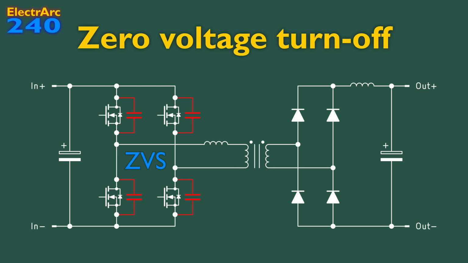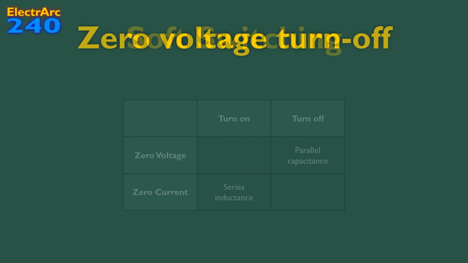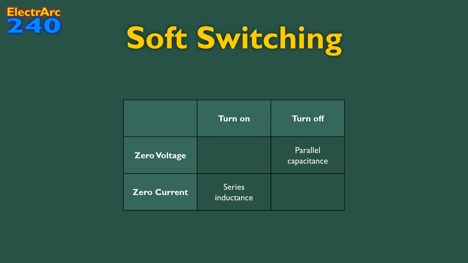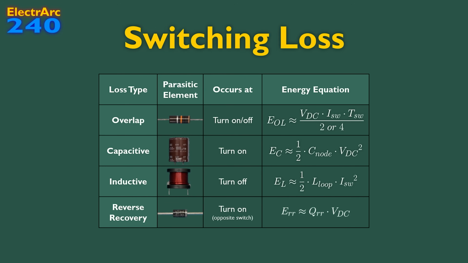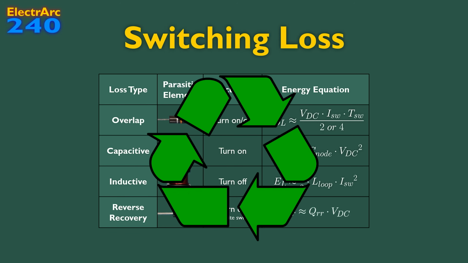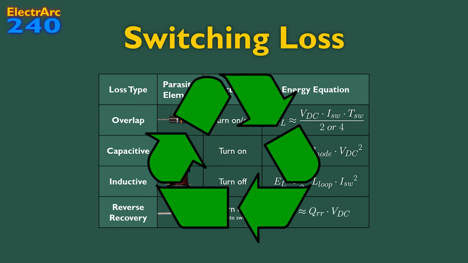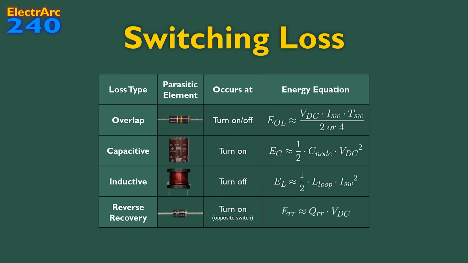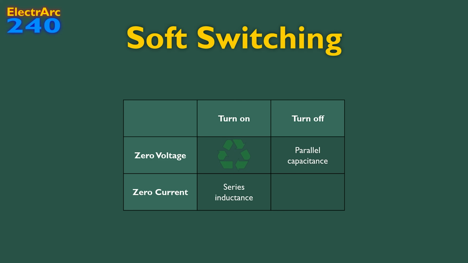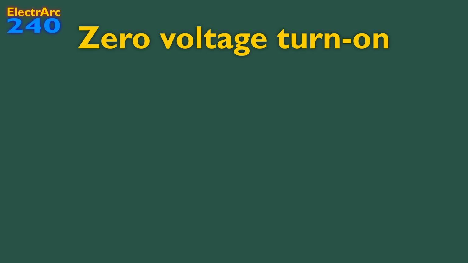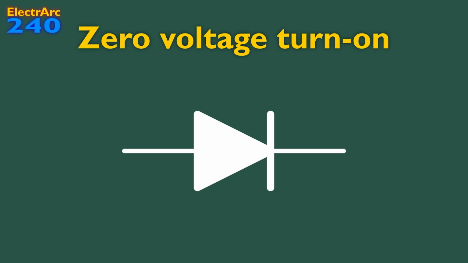eliminating the losses caused by that additional capacitance. Unfortunately, neither of these soft switching strategies help with stored energy losses or reverse recovery, and only reduce overlap loss. To eliminate these, we need a way to recycle that stored energy back into the converter, rather than dissipating it into the transistors, and for that we use zero voltage turn-on and zero current turn-off. We'll start with zero voltage turn-on because that's much simpler to implement, all thanks to diodes. Turns out they are good for something.